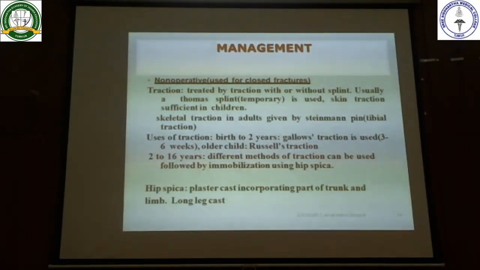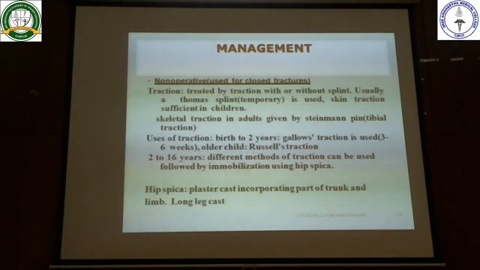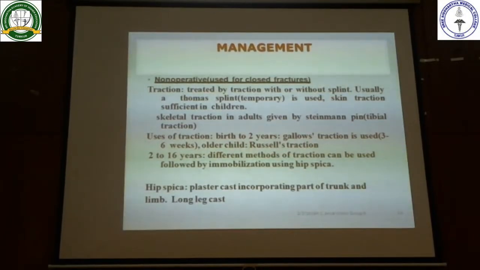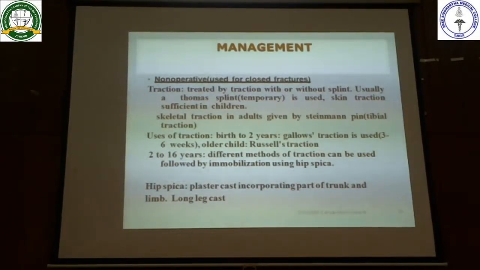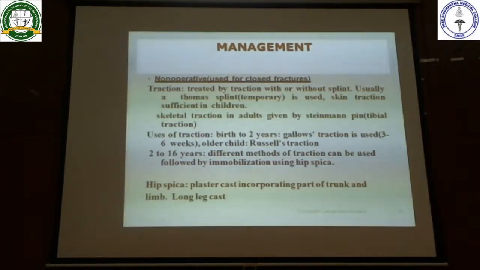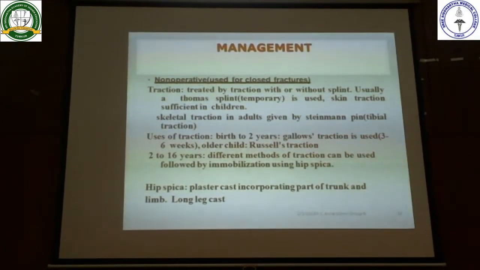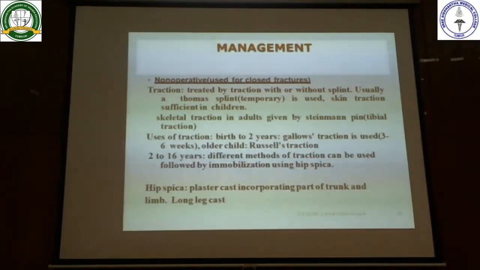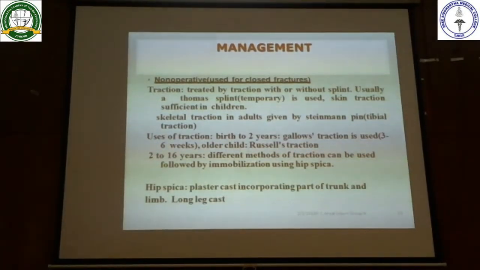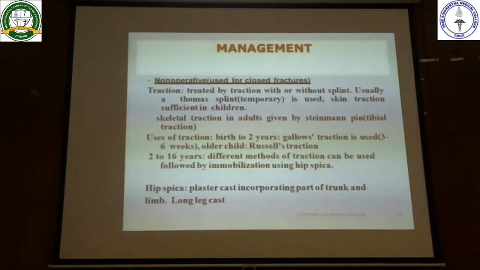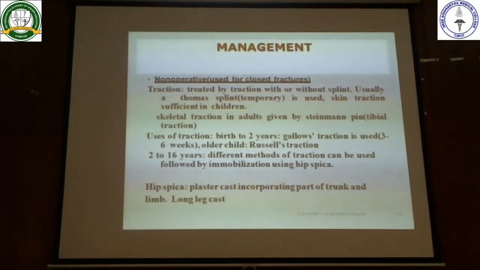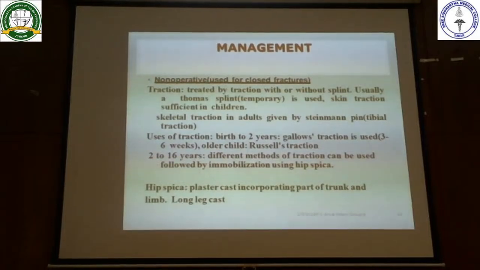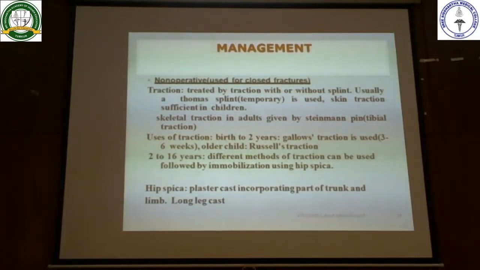Usually a Thomas splint, you might have seen it in the OPD. A Thomas splint is a very commonly used traction device in orthopedics. It was originally invented to treat tuberculosis of the knee joint. But as far as fracture shaft of femur is concerned, it is the gold standard now for immobilizing as far as the hospital stay is concerned. It is the specific type of splint commonly used for immobilization of fracture shaft of femur. Thomas splint is usually used in adults, whereas in children, skin traction may be sufficient.